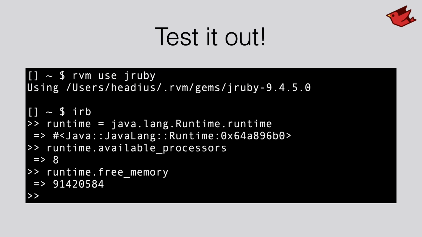This is a little example switching to JRuby and running IRB. And then we call the Java runtime class, which lets us access things like available processors and free memory. And note that this looks pretty much just like Ruby once we have that runtime object. We use underscores instead of the camel case of Java. And there's lots of other little niceties that we've done to make calling JVM code, calling Java code, feel like it's just regular Ruby libraries.